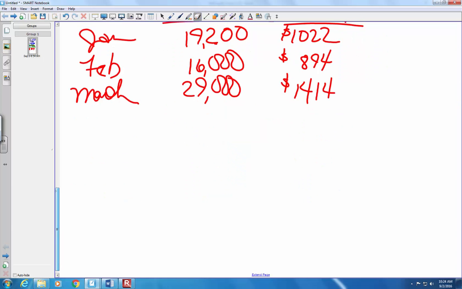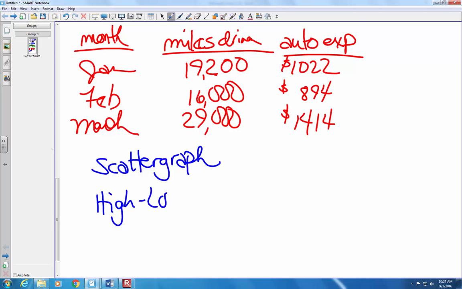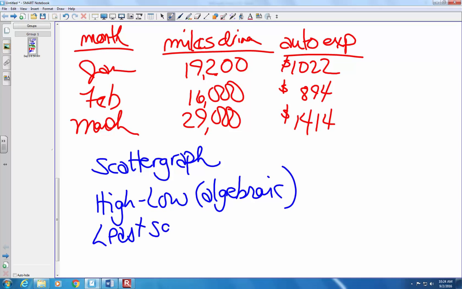Okay, the 3 ways that we can break a mixed cost into its components are a scatter graph, the high-low method, which is really the algebraic approach, and least squares. Okay, and this is from least sophisticated to most sophisticated.